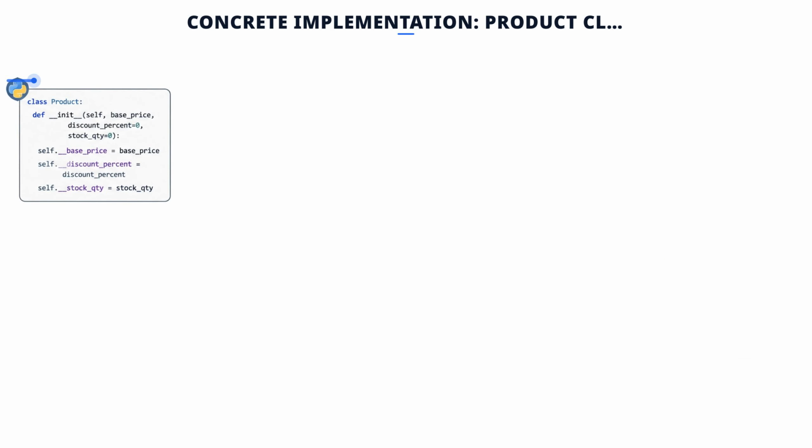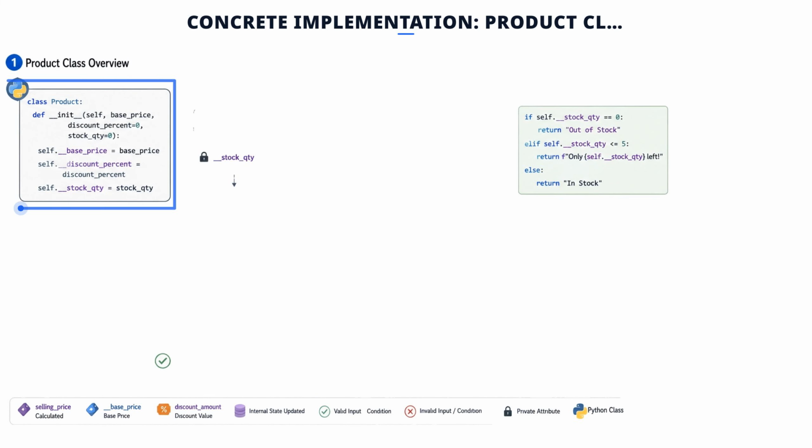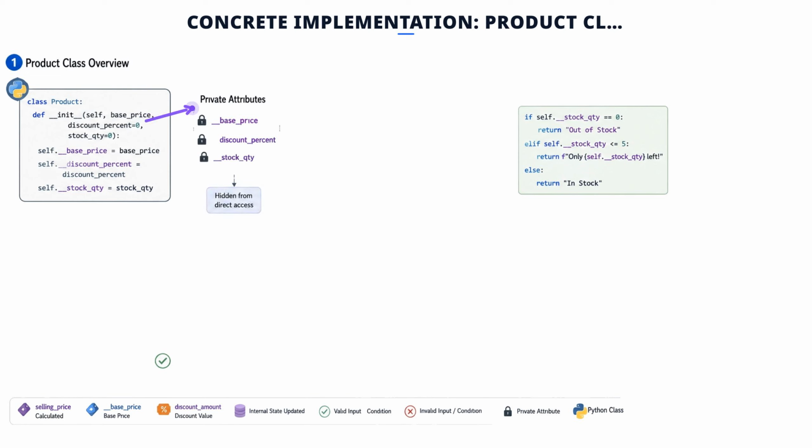Let's examine a concrete implementation of these concepts using a product class designed for an e-commerce platform. In the initialization method, the class sets up private attributes using a double underscore, like self.__base_price and self.__stock_quantity. This effectively hides them from direct access from outside the class, keeping our core data safe.